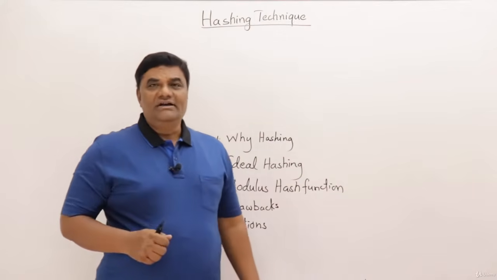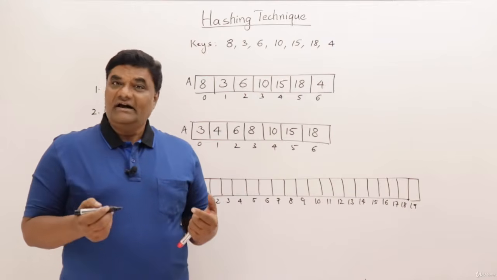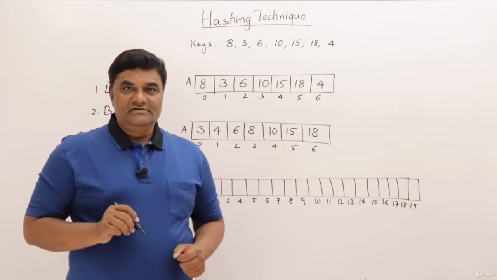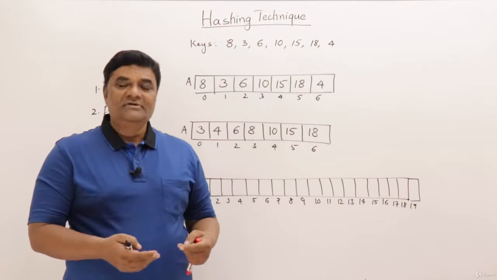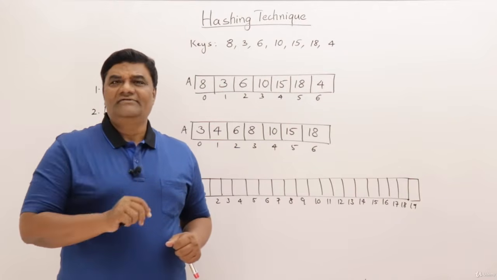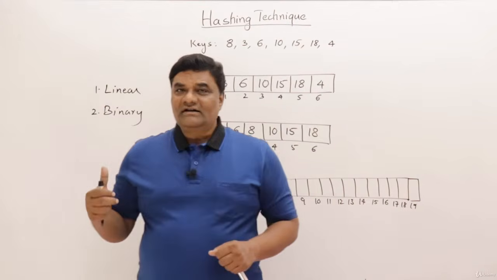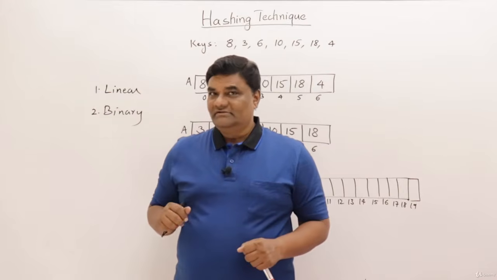So let us start: why we need hashing. Now let us understand why we need hashing. See, hashing is useful for searching. So if you have a list of keys and you want to search some key from them, then you can use hashing. For searching, we already have some known search procedures. Yes, those are linear search and binary search, which we have already learned.